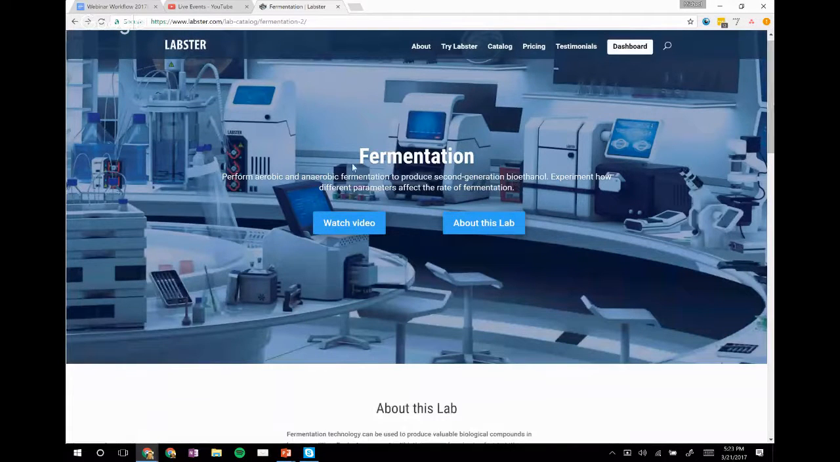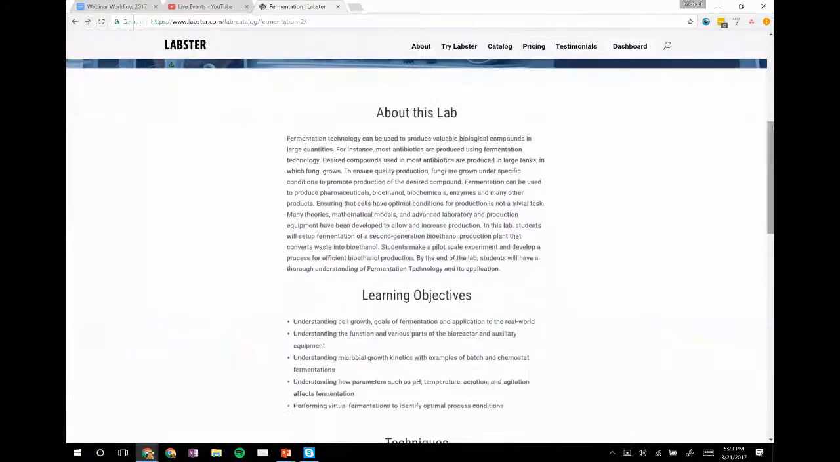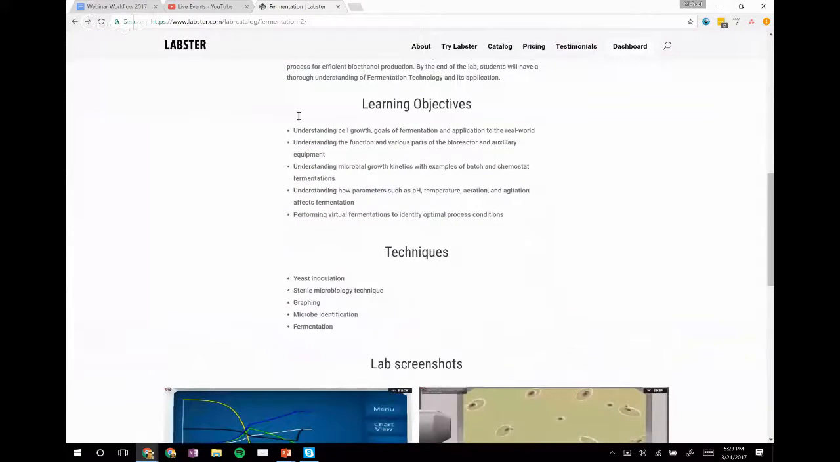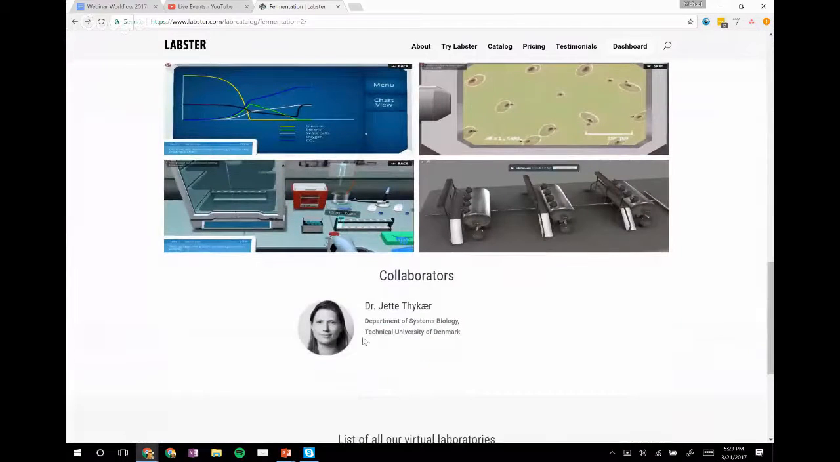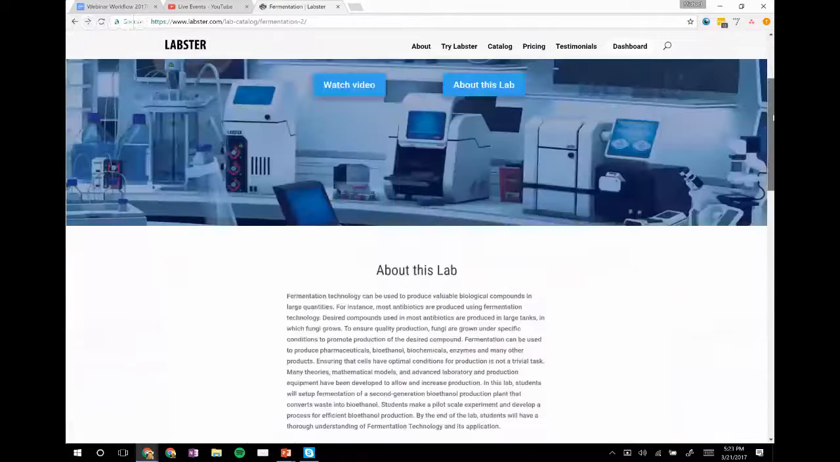Now, this is a fermentation lab, and you can read more about the labs on each of them, and you can see the learning objectives, you can see which techniques are being taught, and you also see a few screenshots from it, as well as the collaborating professors and also the universities that we work together with to create the specific simulation.